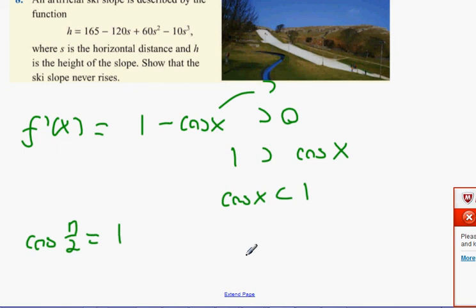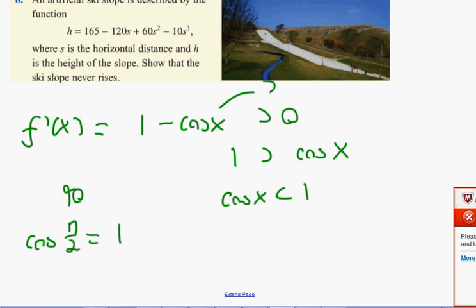Do you remember what I was saying? Cos has a maximum value of 1. So only when it reaches pi over 2 or 90 degrees is it equal to 1. So any values underneath that, it's going to be less than 1. You could write a note about that at the end.